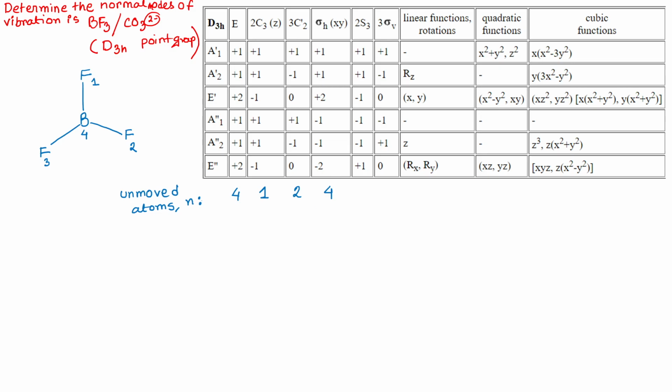What about S3? S3 is first perform C3 and then perform your molecular plane. So it is also going to be 1, right? The boron atom is going to be unmoved. Whatever sigma V, it is the vertical planes along the BF bonds. So here also 2 atoms are going to be unchanged, right?